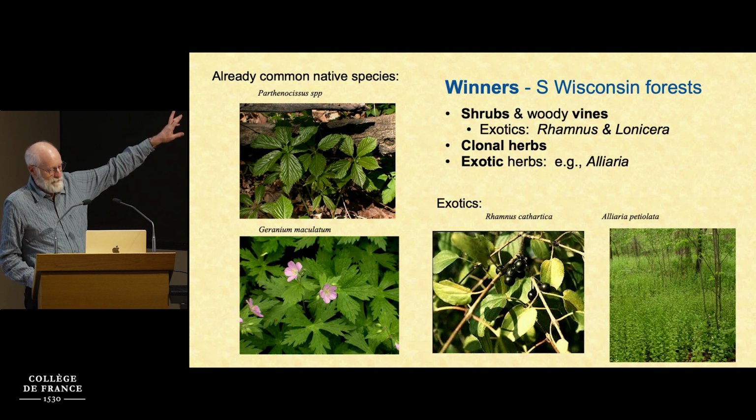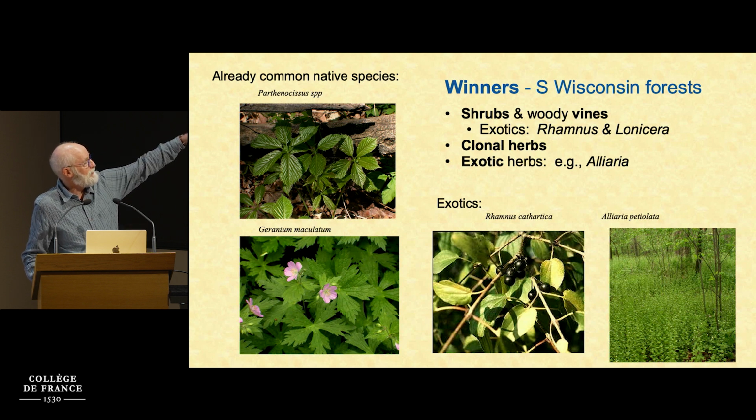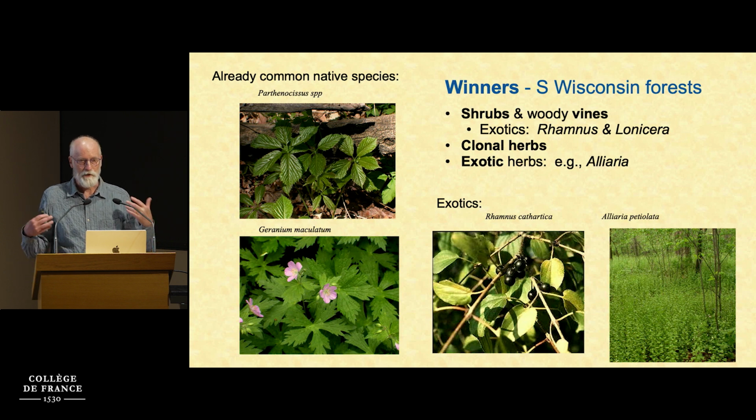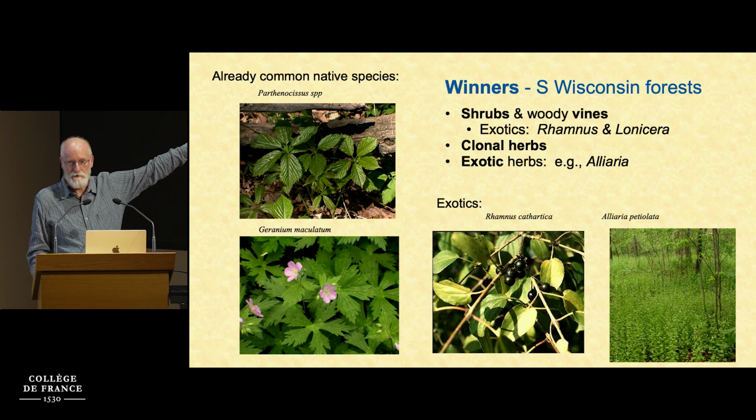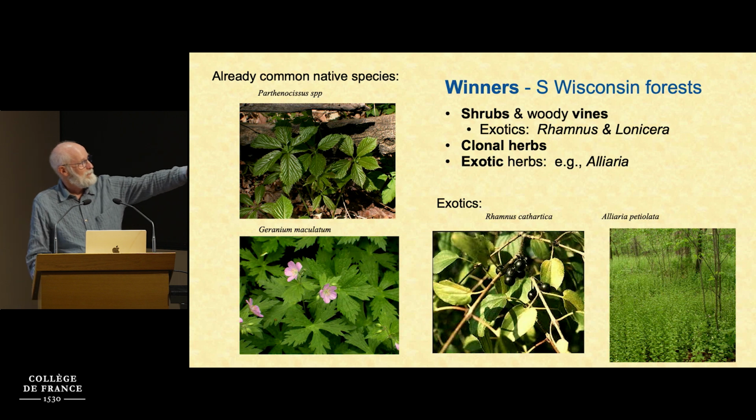Here are a couple of what my student Dave Rogers calls native invaders. The Parthenocissus, or Virginia creeper, and the Geranium maculatum, already quite common in the 50s, became even more common. Vines in particular may be increasing because of increasing CO2. Lianas in general are getting more abundant in tropical as well as temperate forests. But these invasives like Rhamnus and Alliaria have really taken off as well.